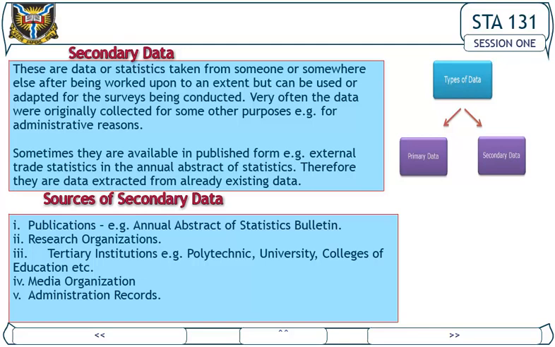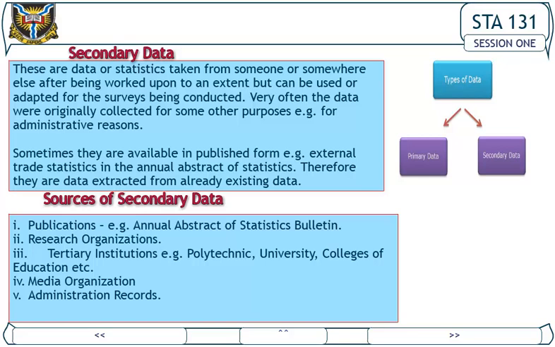Secondary data. These are data or statistics taken from someone or somewhere else after being worked upon to an extent, but can be reused or adapted for the surveys being conducted. Very often, the data were originally collected for some other purposes, e.g. for administrative reasons. Sometimes, they are available in published form, e.g. external trade statistics in the annual abstract of statistics. Therefore, they are data extracted from already existing data.